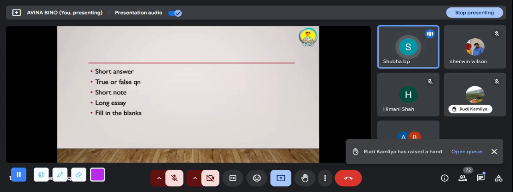Next one is fill in the blanks. Fill in the blanks means they will be missing one word, and you should write the word. Each question will carry 1 mark. Here, there is no need to write a long essay type answer. You should only write word type answers. There will be 4 questions in the fill in the blanks, and each question will carry one mark. So you can easily get 4 marks in fill in the blanks.